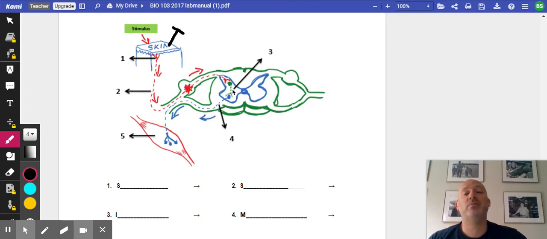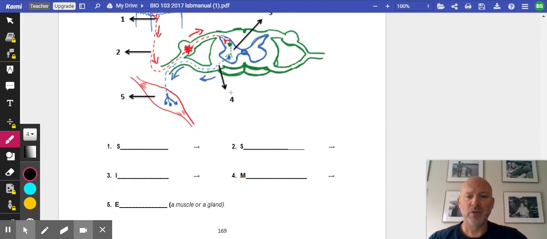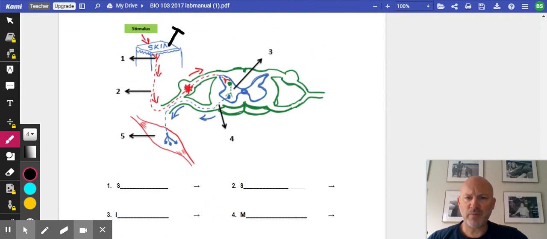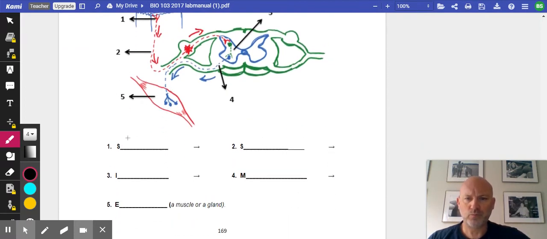And this is how we get quick responses. This is how we get reflexes. And the spinal cord handles a lot of reflexes. The brain doesn't even get involved. The reason for that is to generate a response in the shortest amount of time in order to minimize damage. So from number one here, this is the stimulus.